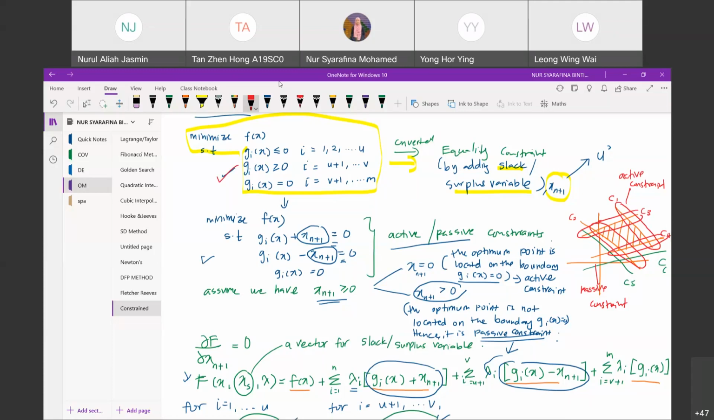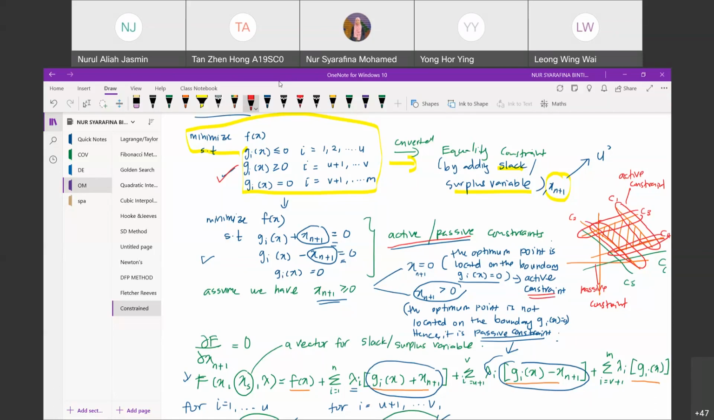So this value of slack or surplus here can be divided into two categories, active or passive. Once you add the slack or surplus, we can identify the active or passive constraint. If the variable here equals 0, it means that it is located on the boundary. So this is located on the boundary. That's why we call it an active constraint.